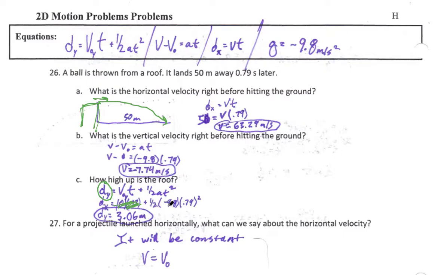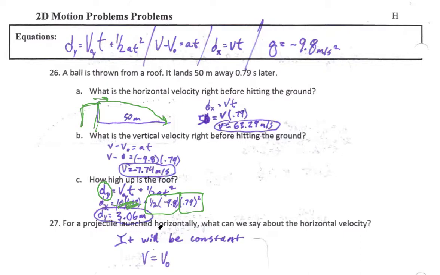1/2, negative 9.8 is from gravity, and then the 0.79 squared is from t squared. So I would recommend doing this first, t squared, then multiplying by this, which is negative 4.9, and you'll come out with 3.06 meters. So it's 3.06 meters tall. The only reason that it's kind of a challenge problem is because we haven't seen one like that before, at least not very often as compared to some of the others.